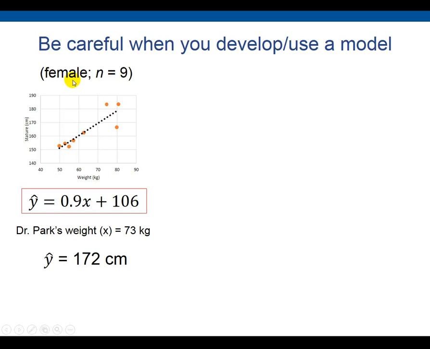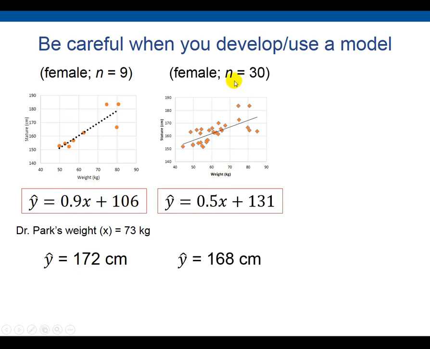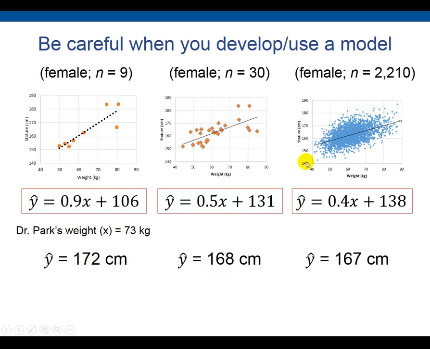For example, this is the female data, and we have 9 data points, and then we can find this statistical model y hat equals 0.9x plus 106. So for Dr. Park's weight, if the x variable is 73 kilograms, then y hat is 172 cm based on this model. But what if we add more data, n equals 30, then the slope decreases dramatically. And if we put in 73, my height is 168 cm. What if we add more data, 2210 data points, the slope decreases more, not too much, but the intercept is 138, so the estimate is 167.